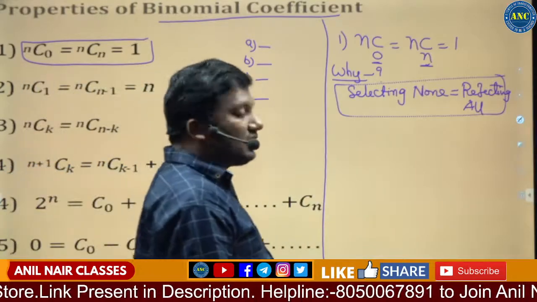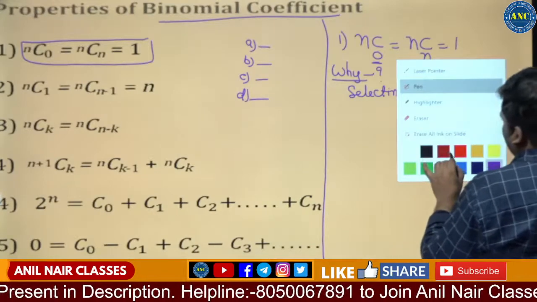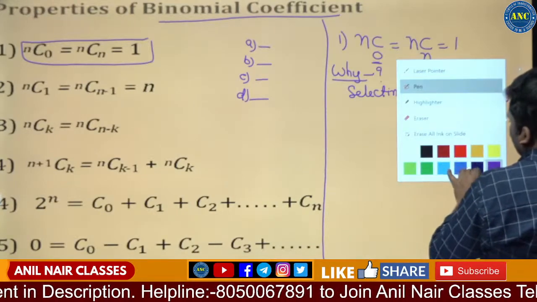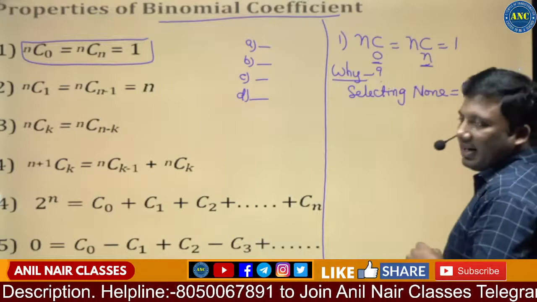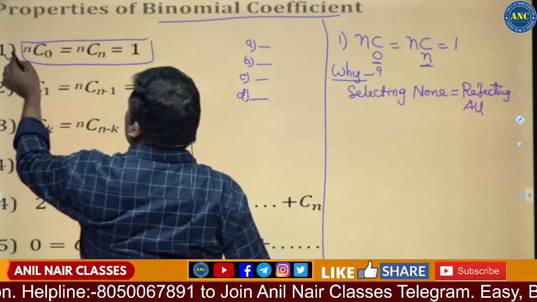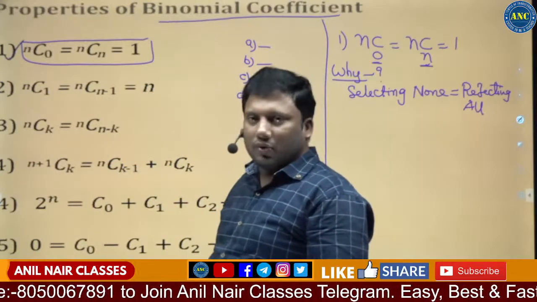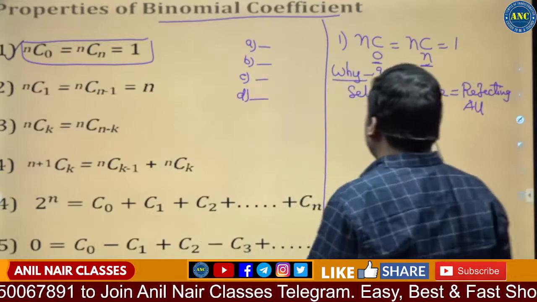I hope the first concept is very, very clear to you. Any doubts, kindly mention. Selecting none is equivalent to rejecting all. That is the reason nC0 is equivalent to nCn, which is equivalent to 1. First property is clear.